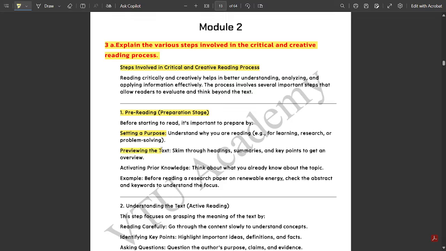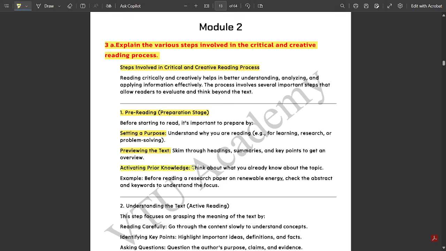Next is previewing a text. Skim through headings, summaries, and key points to get an overview. Previewing means just before reading, go through some of the things or pictures, and try to understand what you're reading. That's basically previewing.